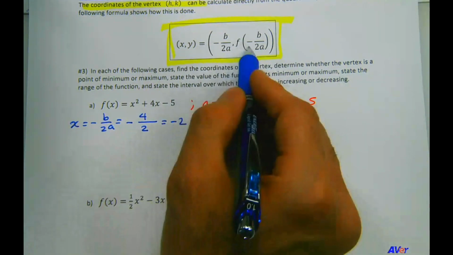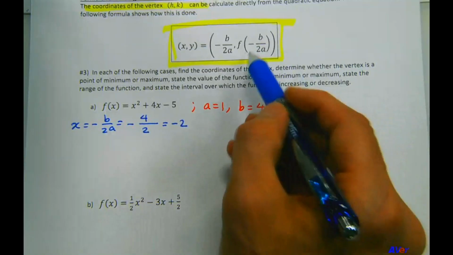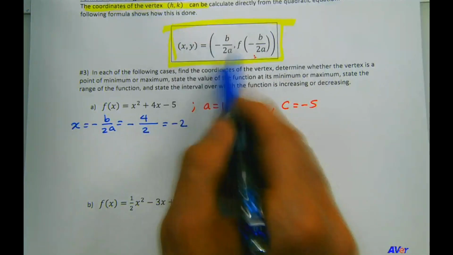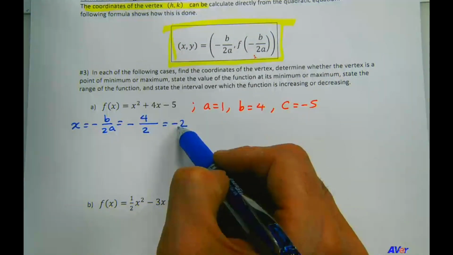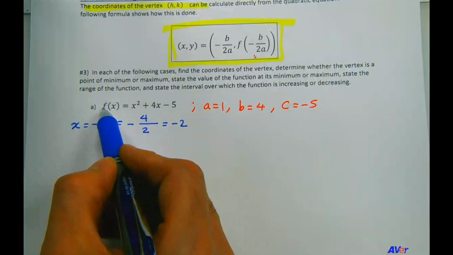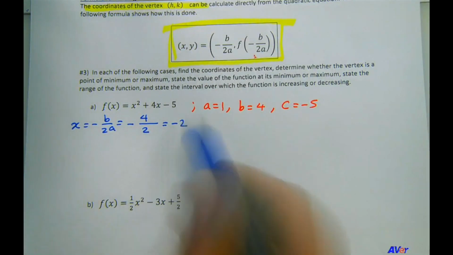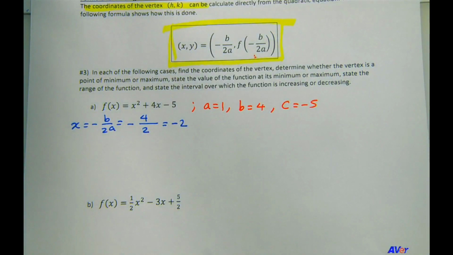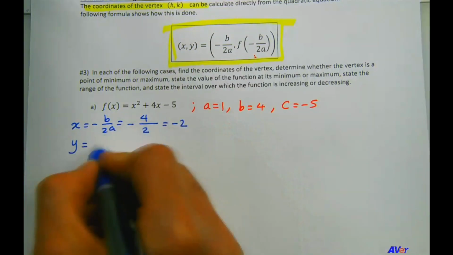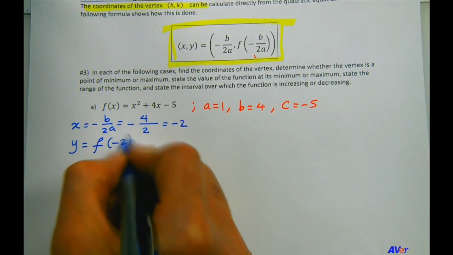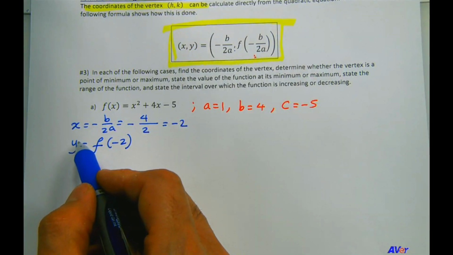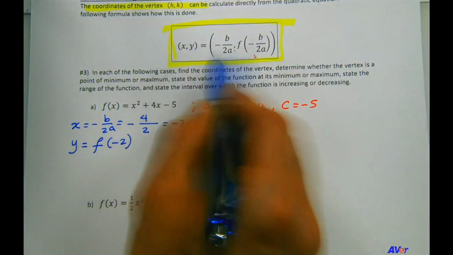What about the y component? This formula is saying, take the value of x, or minus b over 2a, which you found here, and replace it inside the function to find the value of the function at -2. And that will be the y component of the vertex. So let's do that. So y is equal to the function at -2. The function at -2 is equal to the y component. Okay, (x, y) is equal to that.